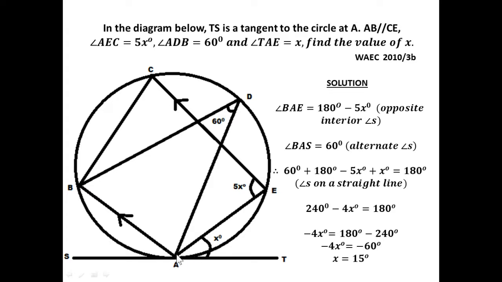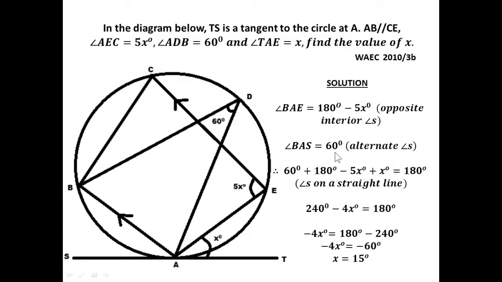So that means there's going to be a relationship. If you look at this chord AB, there's going to be a relationship between this angle SAB, this small angle here, and the angle 60 that is here. Because this line is joined to the chord at D here, and this line is also joined to it at D here. So this angle 60 here is going to be equal to this angle here.